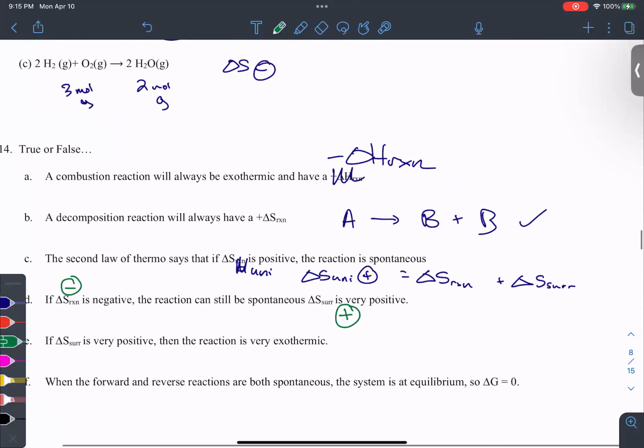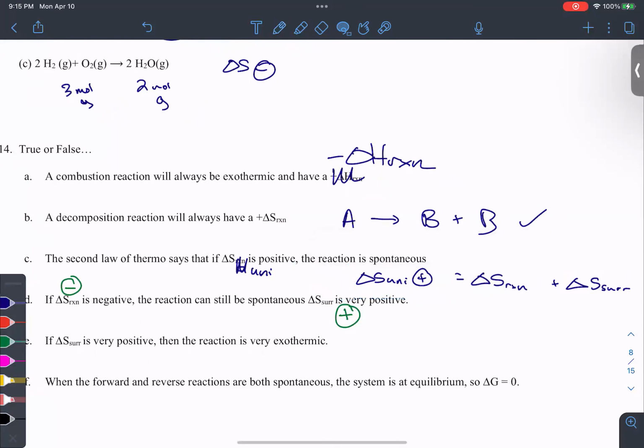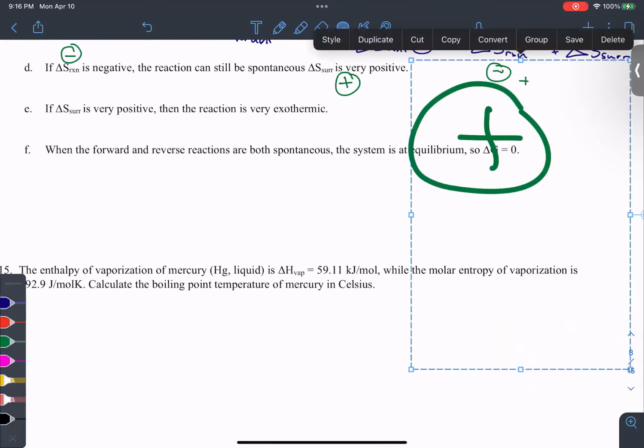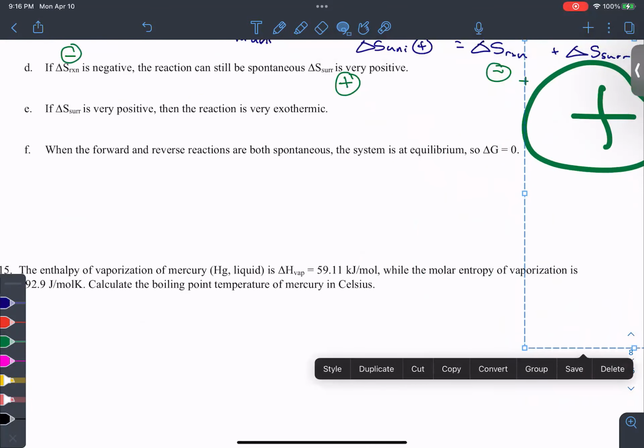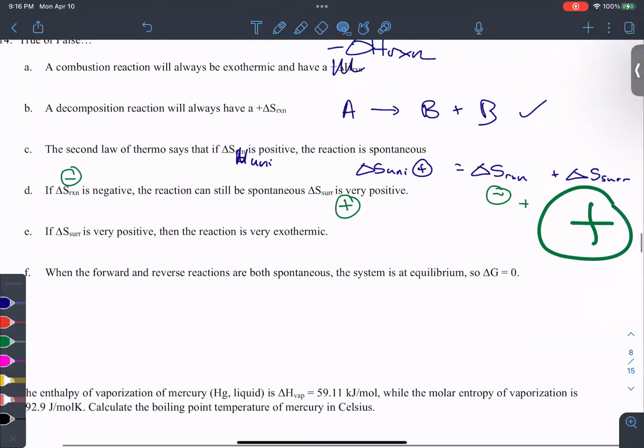Here's the idea. The second law of thermo says that delta S of the universe needs to be positive. So if delta S of the reaction is negative, the only way the universe can be positive is if the surroundings is a big positive number. If it's a small positive number, the universe won't be positive, but if it's a big positive number, then it will. All right, so that one's true.